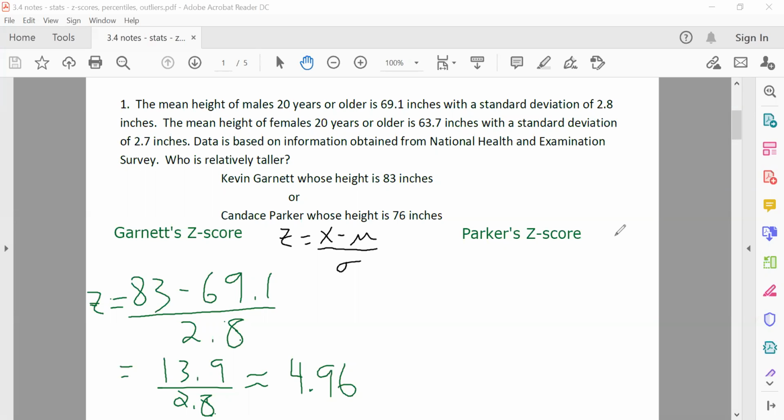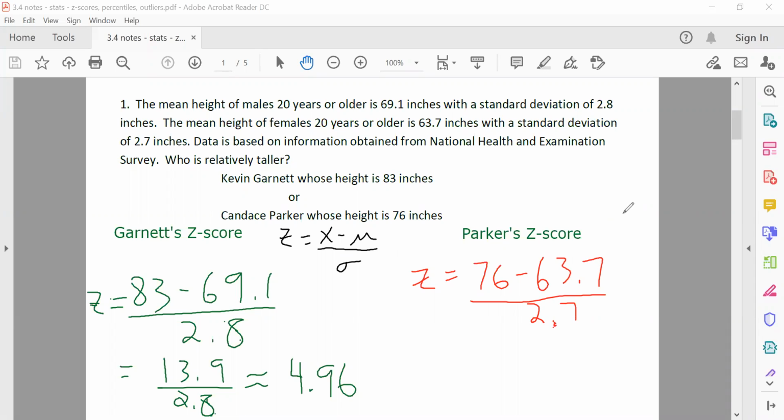Let's calculate Candace Parker's z-score. Her height is 76 inches, but we're going to use the mean and standard deviation now for women. For women, you would do the top first. You do 76 minus 63.